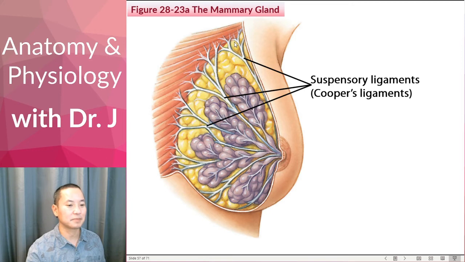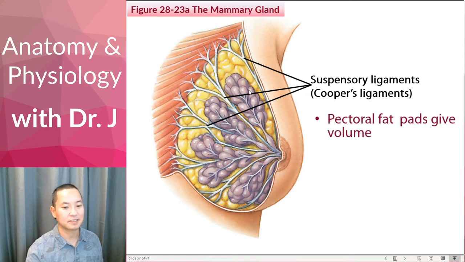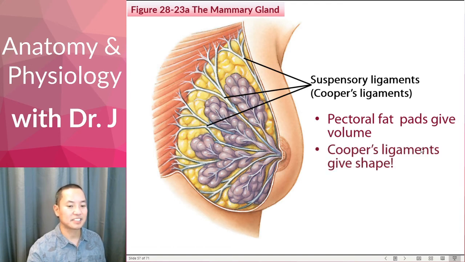This actually is a major factor in determining the overall shape of a breast tissue. So again, this is why some breasts hang off more towards the side or down, or sometimes they're more pointy or more round. It all depends on the overall architecture of these suspensory ligaments. Now, what do we have here? The pectoral fat pads give volume, as you can see, this yellow stuff, a lot of this yellow fat. But these suspensory ligaments are what actually give the shape.